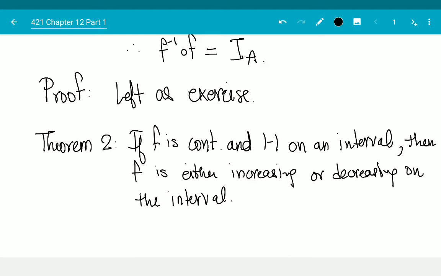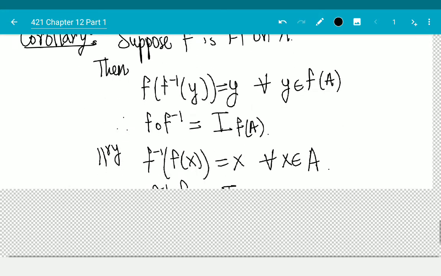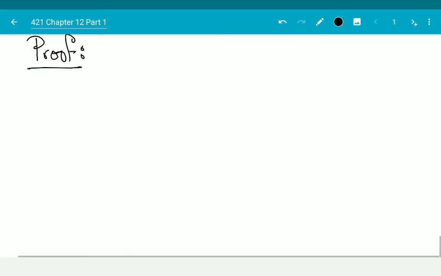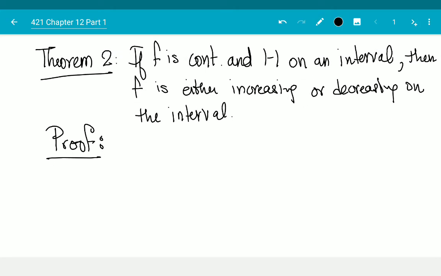Okay. The important part is it has to be continuous, otherwise this does not work. And the proof is relatively simple. Where did we go? Okay. How do we prove this?